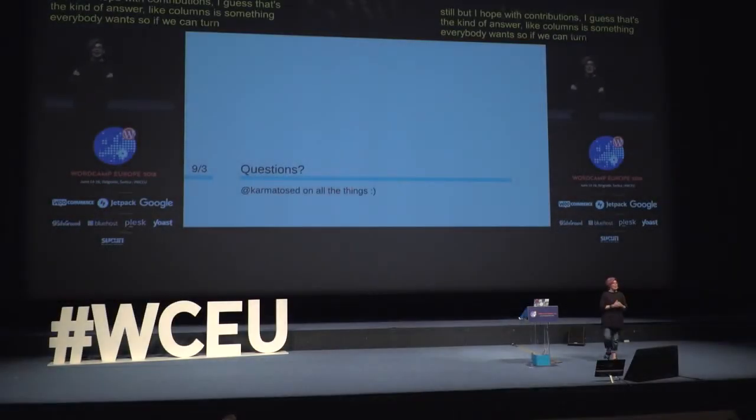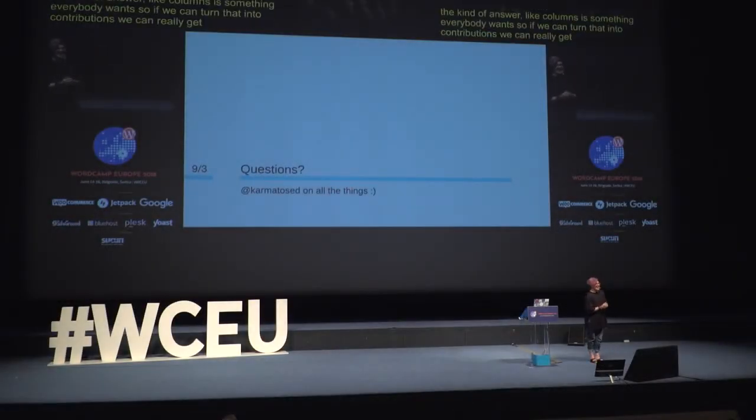So that's been iterated on. Column blocks have come on quite a journey. They started out as an experimental idea, and I feel they've been iterated on with each little tiny improvement. We haven't got there yet. They definitely are still experimental, but I really hope with contributions. I guess that's the kind of answer, like columns is something everybody wants. So if we can turn that into contributions, we can really get there with columns. Thank you.